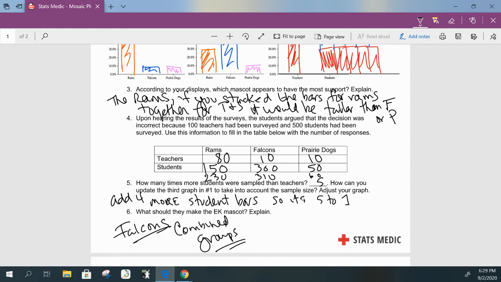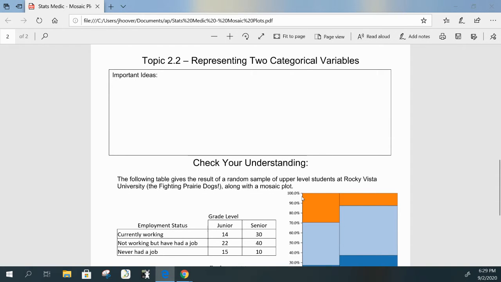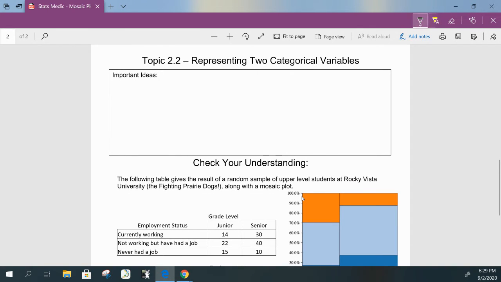Okay, I'm going to get you your learning targets for the next section, and then we will talk about whether or not we're going to do this together or you're going to do it by yourself. Okay.